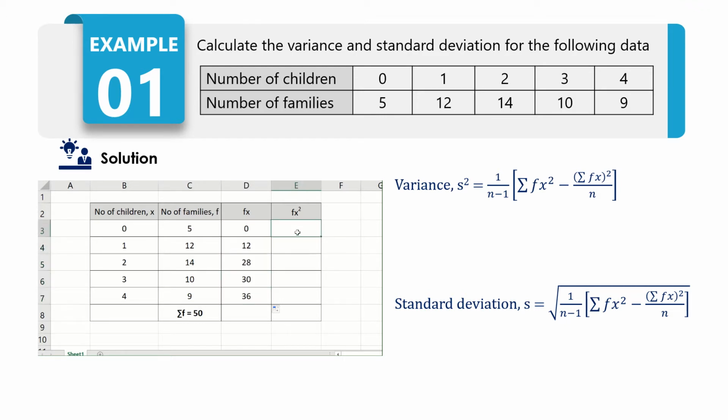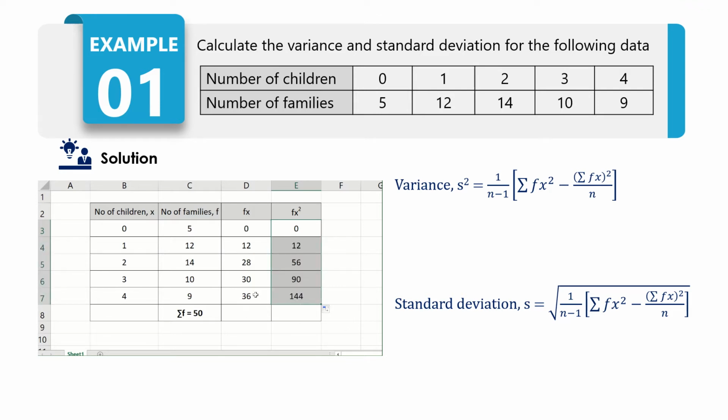Okay, for column fx square, we use equals to f times, in bracket, x power of 2. Okay, so we do the same process until the last row.